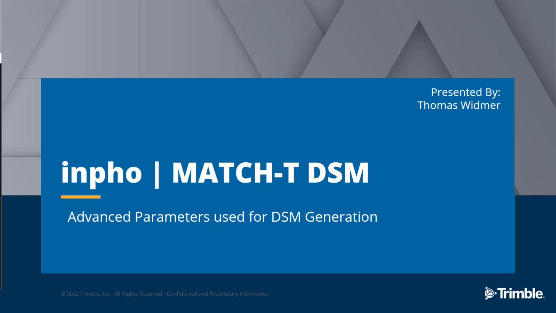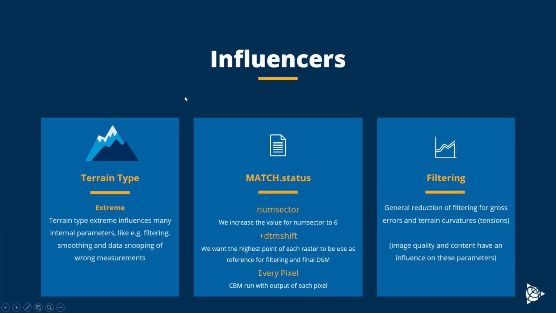In this video we will focus on three main parts. We will discuss the terrain type, which is strongly recommended to set to extreme because it will automatically set many parameters into the direction we want. So filtering, smoothing, and also these wrong measurements will be more emphasized towards really a DSM.